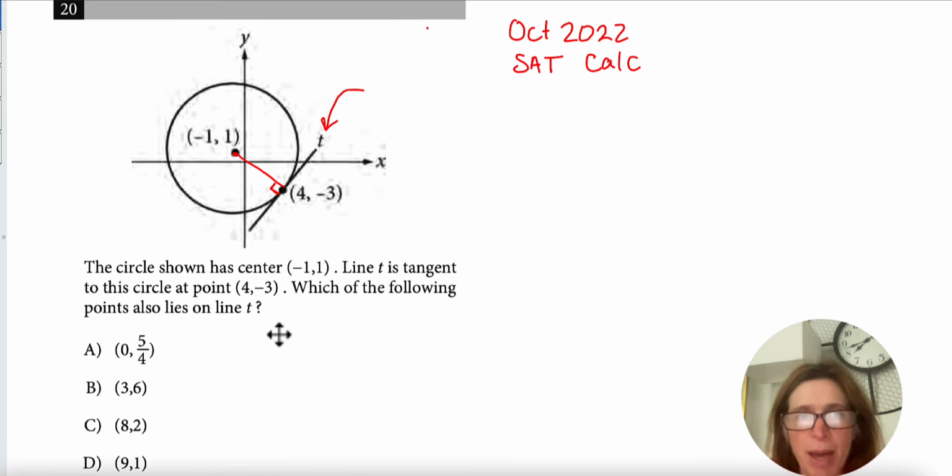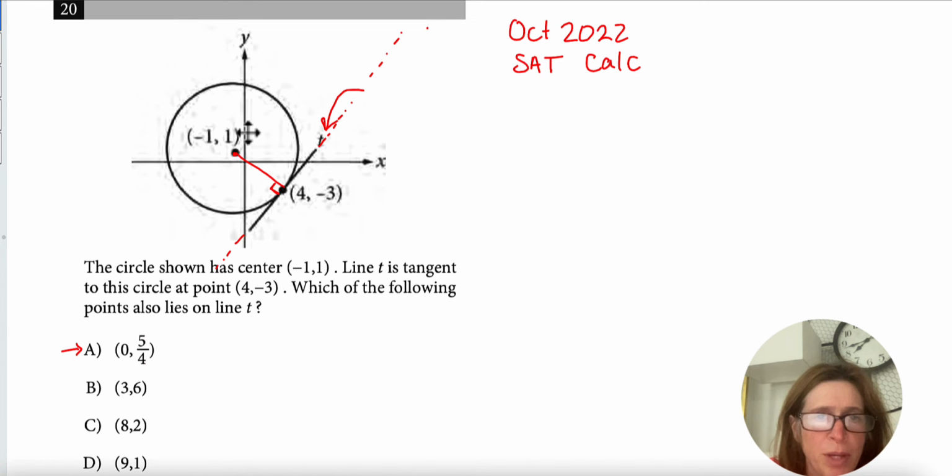So when I look at these math problems on the SAT, I want to first try and eliminate answers that don't actually make sense. If you think about this, if I extend this line, it's going to go this way and it's going to go this way. So which points couldn't be on line T? Well, this right here is the y-intercept of 0, 1 1/4, which would be right about here, somewhere around here, and that can't possibly be on the line, so that's out. 3, 6 would be right about here. It could be on the circle, but it can't be on the line, so that's out.